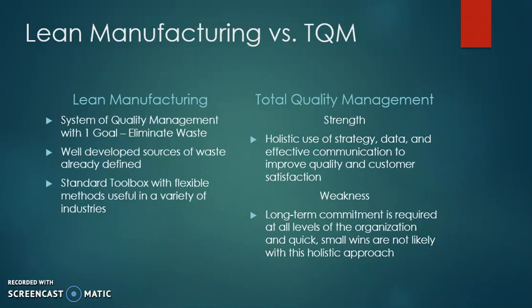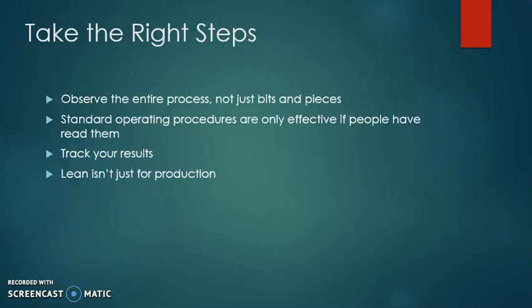But remember, when implementing lean manufacturing, you have to take the right steps. You've got to observe the entire process, not just bits and pieces of it. You've got to remember that standard operating procedures are only effective if people have read them. You've got to track your results. And remember that lean isn't just for production. You could use it for your HR department, for your accounting department, for inventory, for warehouse, just about anywhere.